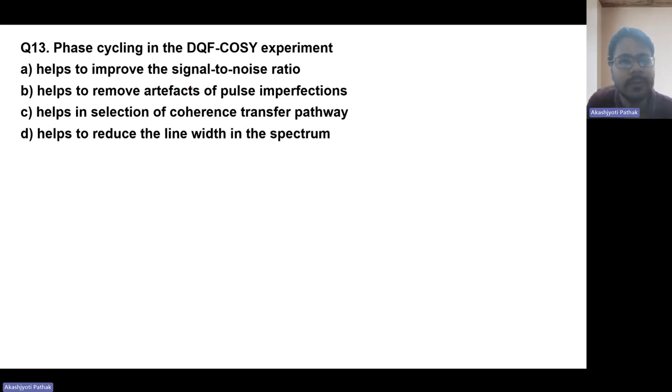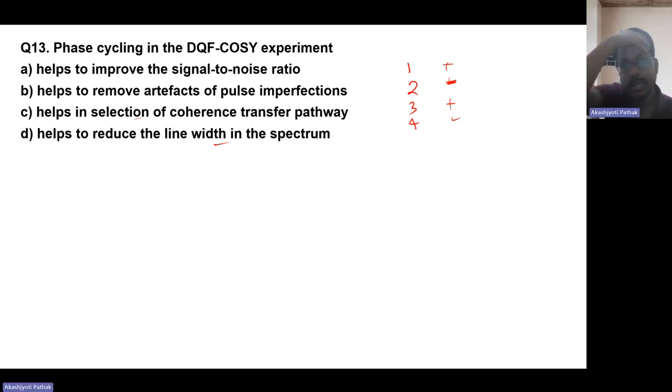Phase cycling in the DQF COSY experiment helps to improve the signal to noise ratio, helps to remove artifacts of pulse imperfections, helps in selection of coherence transfer pathway, and helps to reduce the line width in the spectrum. So the phase cycling that we were seeing, the four different scans will give us four FIDs, and these four FIDs are added and subtracted, plus minus, to give us the final FID in the receiver part.